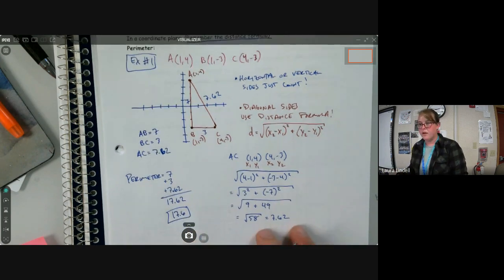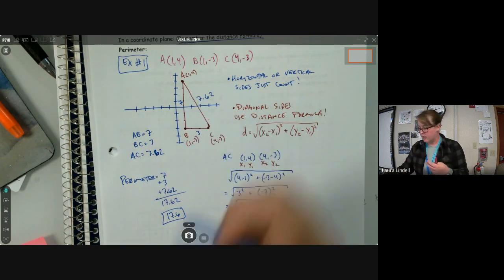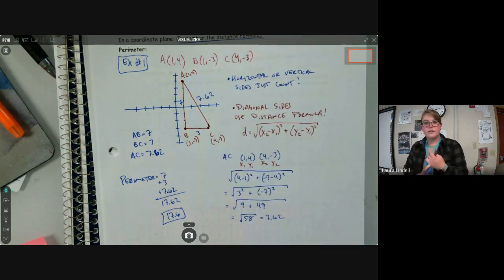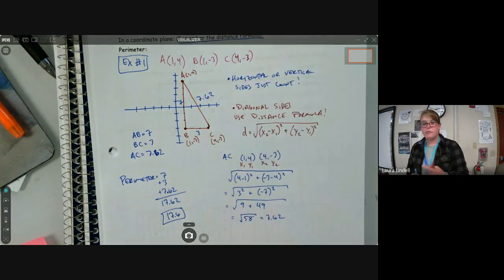Okay. So just to recap what we did real quick. We graphed the coordinates. We connected the points to make the shape. We counted to find the horizontal side and the vertical side. We used the distance formula to find the diagonal side. And then we added all the sides together.